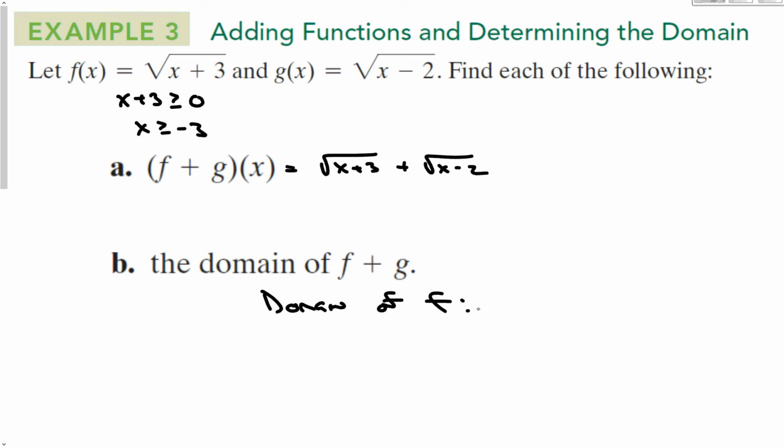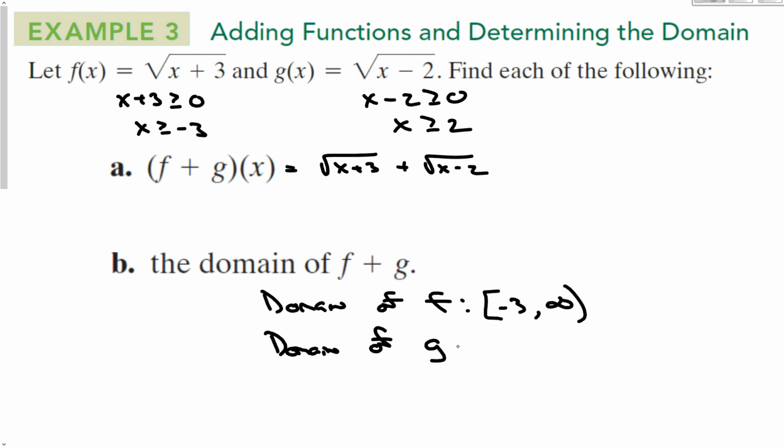of f from -3 to infinity. And up here for g, I want x minus 2 to be greater than or equal to 0. So x has to be greater than or equal to 2. So the domain of g is from 2 to infinity. And the domain of f plus g is going to be where these two domains intersect. Okay, so what they have in common.